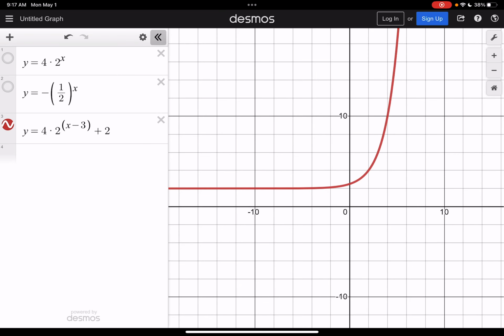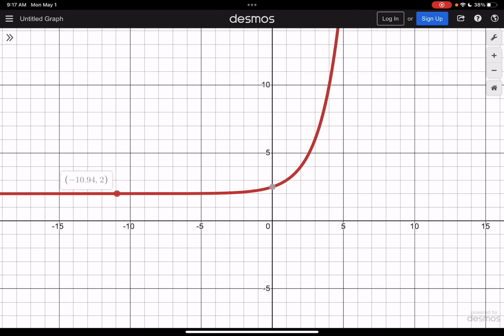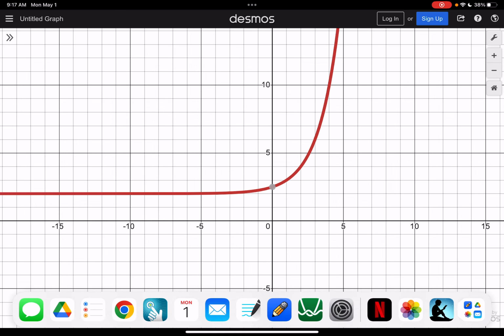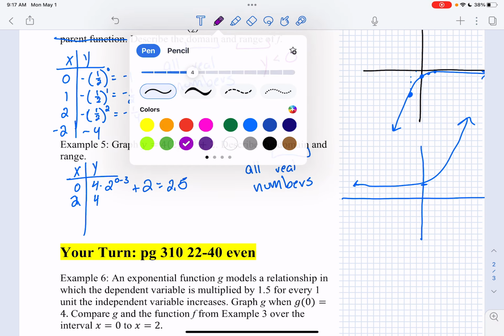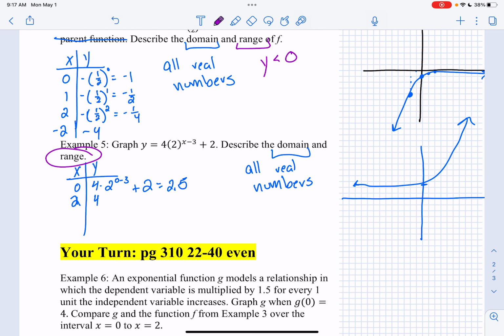And so that's where sometimes tracing is nice. We come out and what does it seem to get really close to? It gets close to 2. So this one only goes from 2 on up. Okay, so that would be my range. The range here would be how far up and down does this go? Well, it doesn't go any lower here than 2. So my range is y is greater than 2.